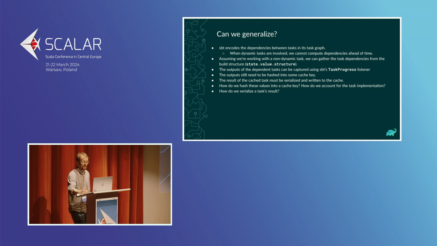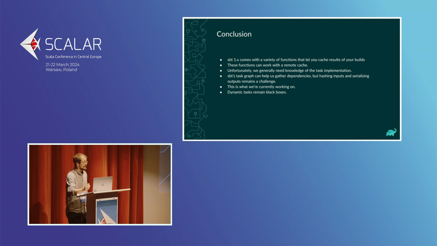How do we hash the input values into a cache key? How do we account also for the task implementation in the cache key? Because if we were to change the task implementation slightly, we need to invalidate the previous runs so that we don't return a result that was produced by the previous implementation of the task, of course. And finally, we need to serialize the task result. Unfortunately, those are still kind of open, but that's what we're working on.